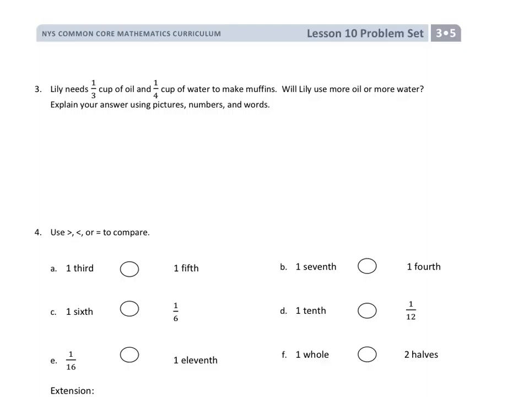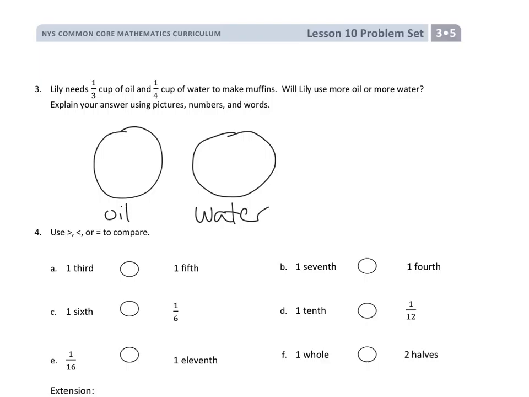Okay, so I'm going to use pictures. We're going to draw some circles. We're going to call this the oil. We'll say that's the water. She uses 1/3 a cup of oil. So we're going to divide this into 1/3 and 1/4 cup of water.